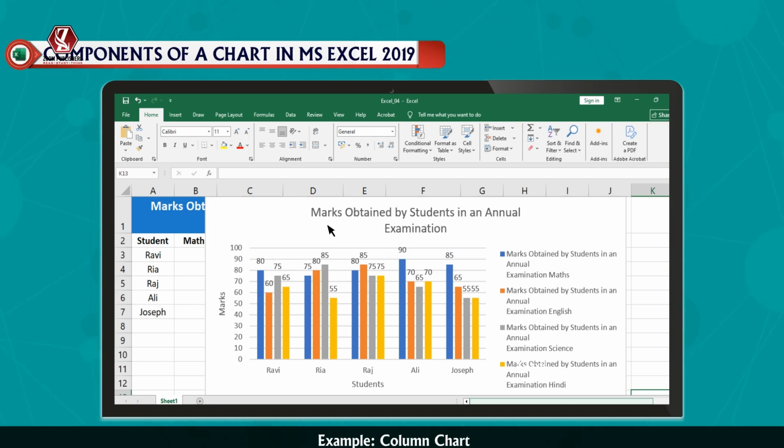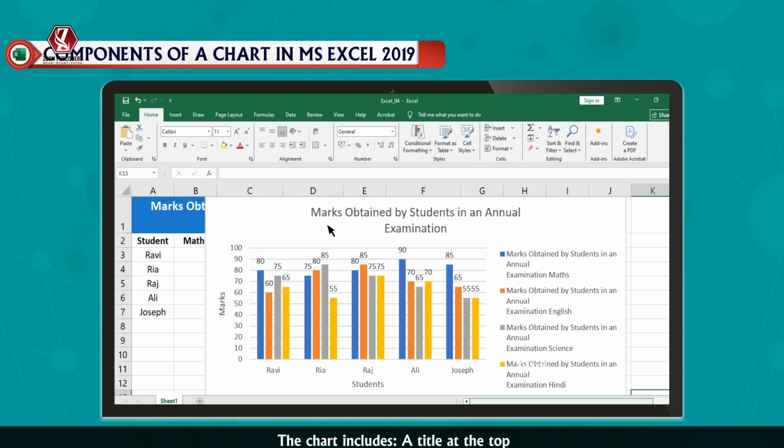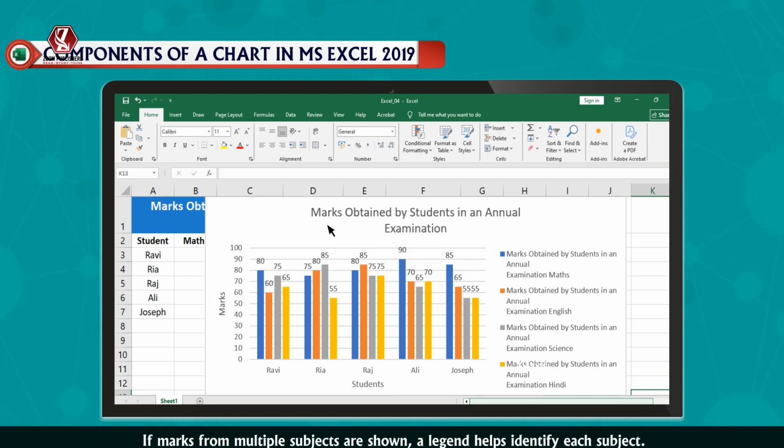Example, column chart. Let's look at a column chart showing marks obtained by students in an annual examination. Each bar represents a student's marks. The chart includes a title at the top, student names on the x-axis, marks on the y-axis, and data labels showing exact scores. If marks from multiple subjects are shown, a legend helps identify each subject.